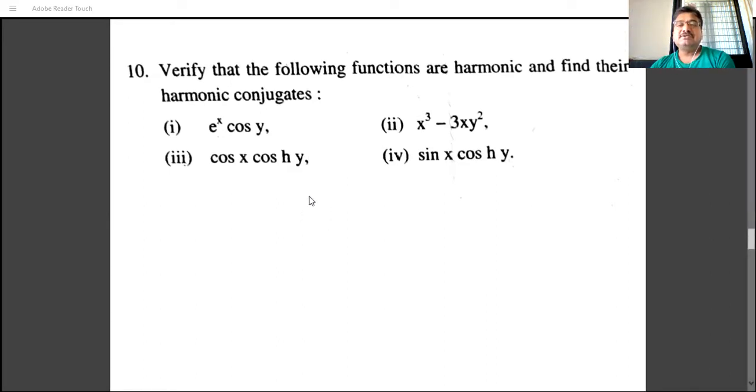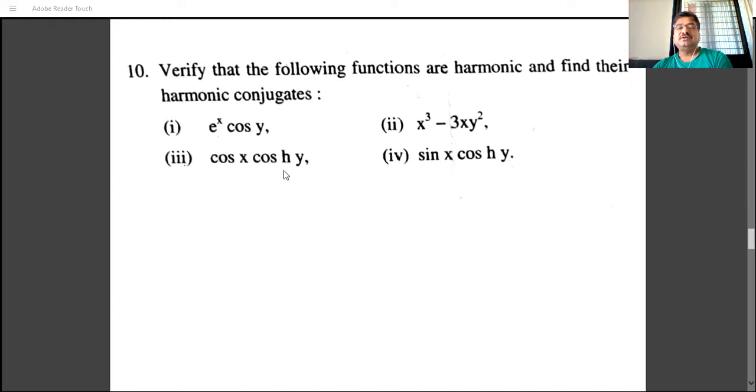Similarly, cos y. This is cos hyperbolic y. If we have to find the derivative with respect to y of cos hyperbolic y, then it is sin hyperbolic y. And if I have to integrate cos hyperbolic y, then it is sin hyperbolic y. So these are the derivatives and integrations of hyperbolic functions.